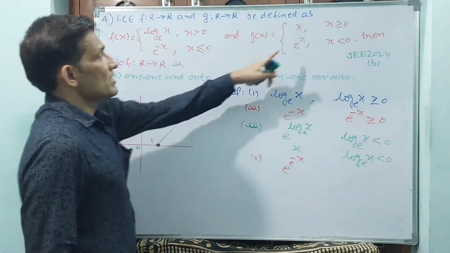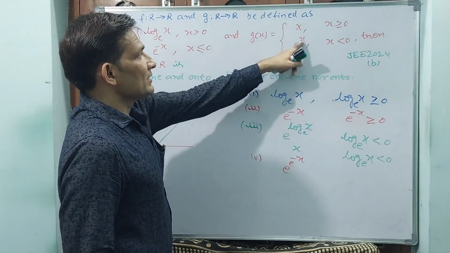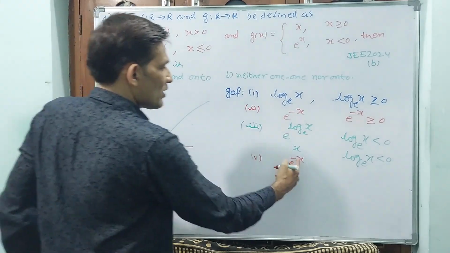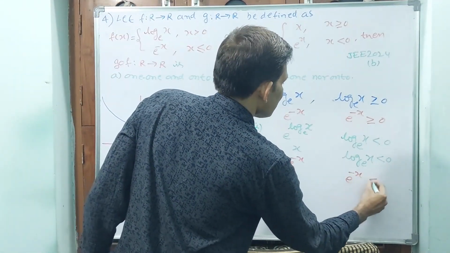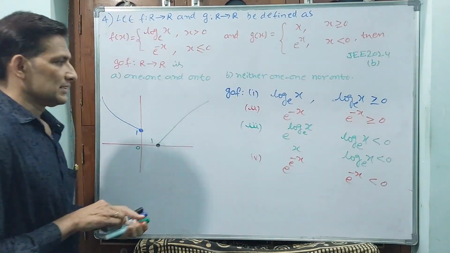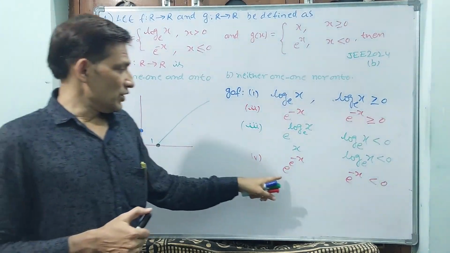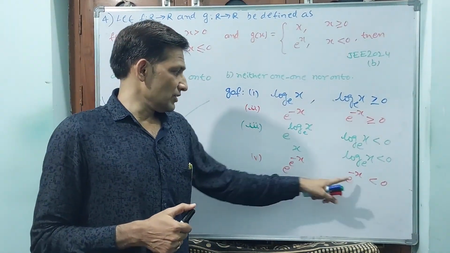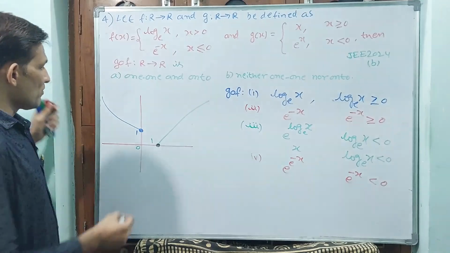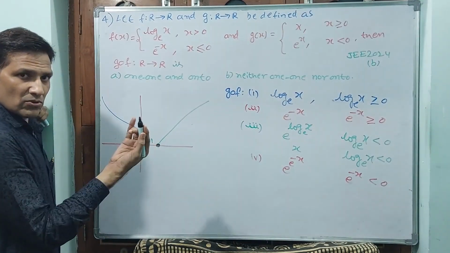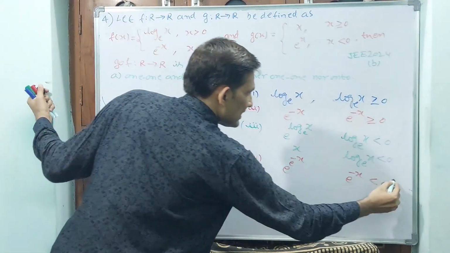Okay. Now see, what is e power? That is less than 0. That means e power minus x is less than 0. But now you tell me, e power minus x, will it be less than 0? No. That means this is not valid.